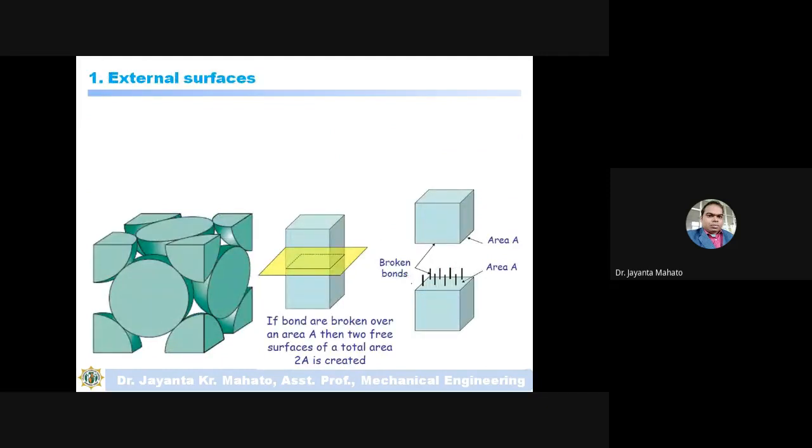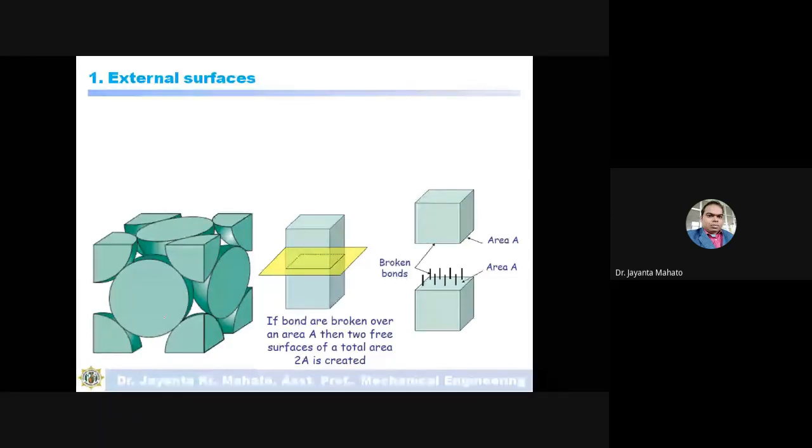Suppose this is the structure of an FCC material. The structure of an FCC material in one unit cell, one cubic cell. So this is the structure of an FCC cubic cell. So in the FCC cubic cell, what happens? There are surface atoms. This is the surface atom.